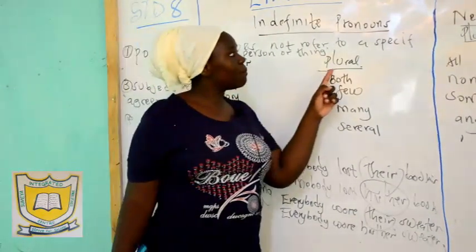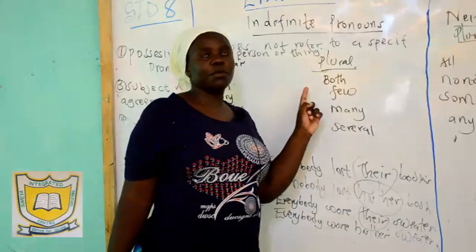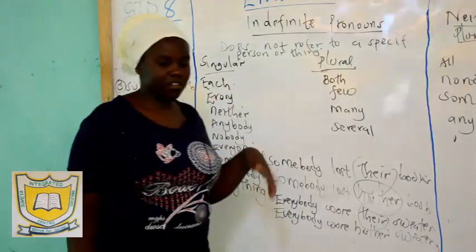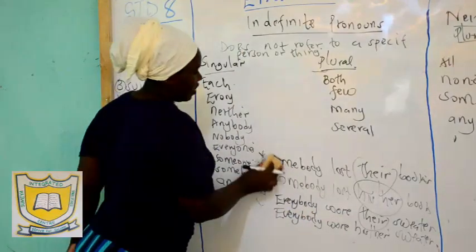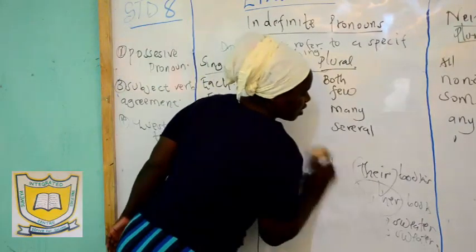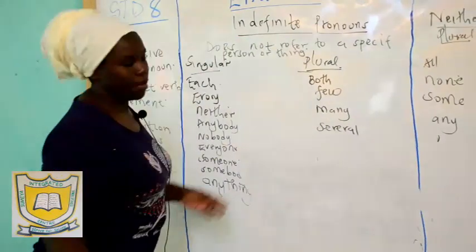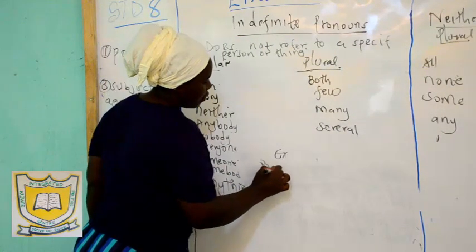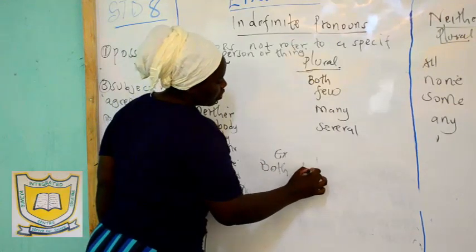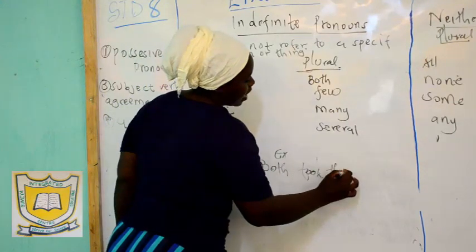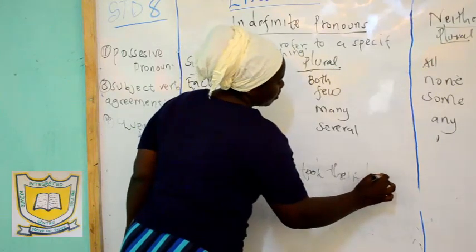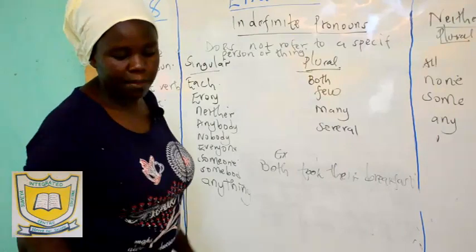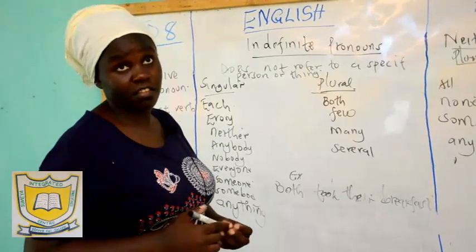But when it comes to plural indefinite pronouns, they also take plural possessive pronouns. Now, look at the example in the sentence. We can say, example 1, both took their breakfast. Both took their breakfast. So there is what? A plural possessive pronoun.